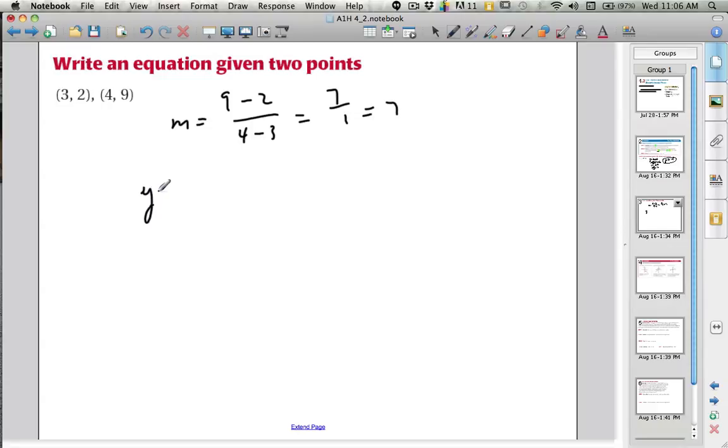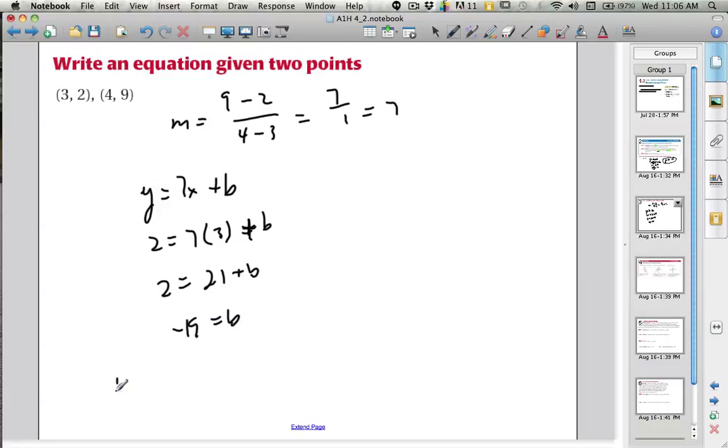So I know that I have y is equal to 7x plus b, and I'm going to plug in x and y. So y was 2 when x was 3. So 2 is equal to 21 plus b. If I subtract 21 from either side, negative 19 is equal to b. If I write the equation, y is equal to 7x minus 19.